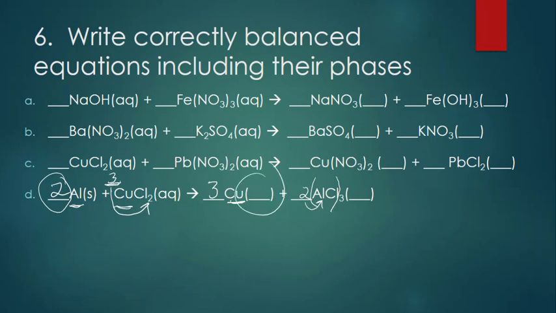Not really. All metals are what phase except for mercury? Solid, liquid, or gas. All metals are what phase except for mercury? Solid. Mercury is what? Liquid. All right, now, Austin, do look up Al and Cl on your chart.